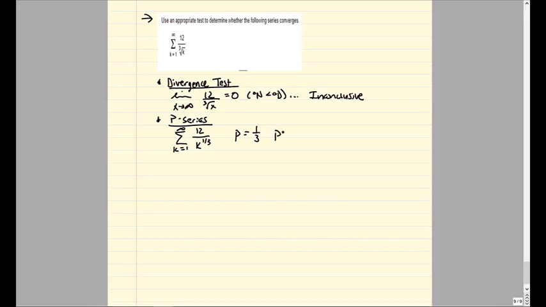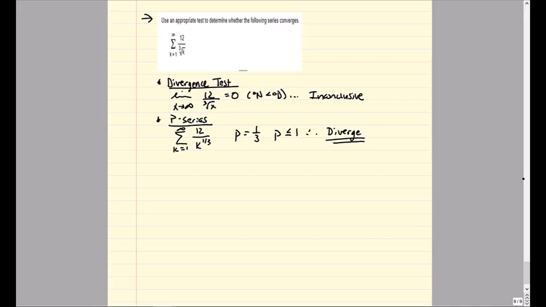Now p is less than or equal to 1 in this case. Therefore, this will diverge. And you might say, well, wait a minute, the divergence test said inconclusive. Well, the divergence test basically checks and finds easy series that diverge. Some series could still diverge, but they don't get found using the divergence test. So the p-series test works great here, and I'm done.